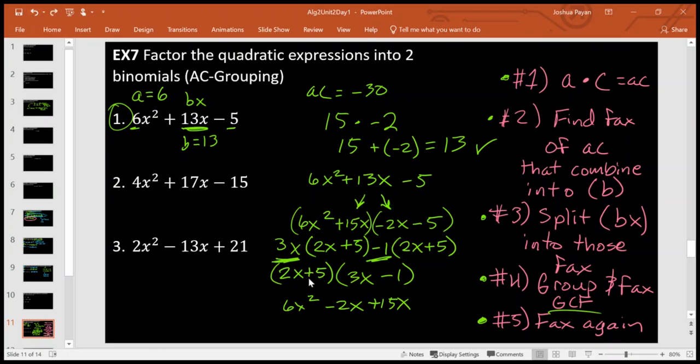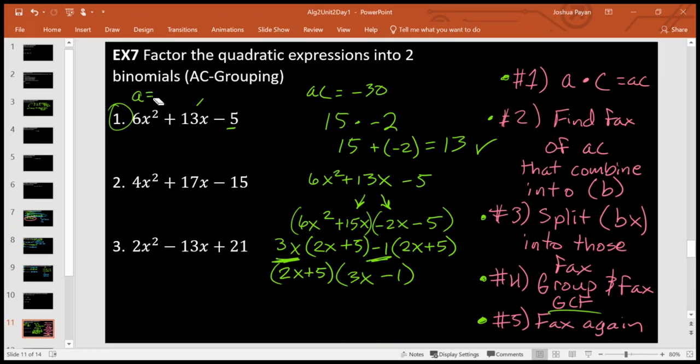And positive 5, negative 1, negative 5, combine like terms, and we get back to 6x squared plus 13x minus 5, exactly where we came from. Okay, so this does work. Okay, so we've got it. That would be our final answer.